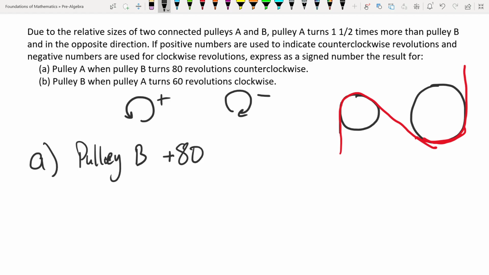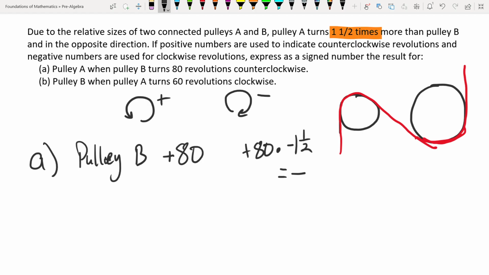What's pulley A? Well, to find that, all we have to do is take the ratio that's given to us, 1.5 times more. If pulley A turns 1.5 times more than pulley B and in the opposite direction, all we're really doing here is taking pulley B's result and multiplying it by negative 1.5 times. The negative is what flips the direction of the rotation. Okay, positive times negative is negative.